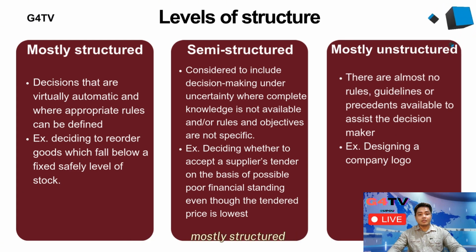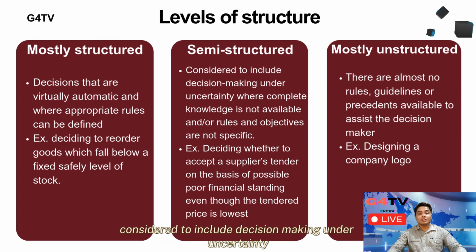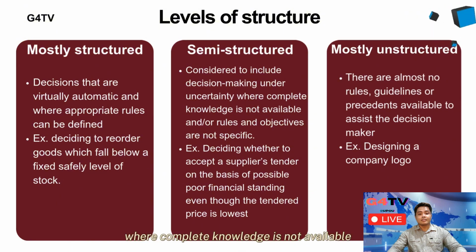Mostly structured, decisions that were virtually automatic and where appropriate rules can be defined. Semi-structured, considered to include decision making under uncertainty where complete knowledge is not available and rules and objectives are not specific. Mostly unstructured. There are almost no rules, guidelines, or precedents available to assist the decision maker.